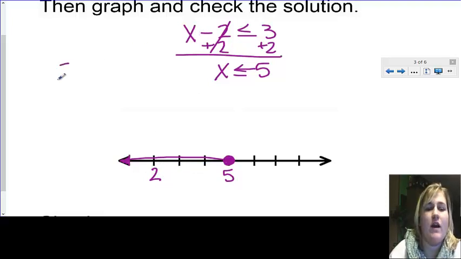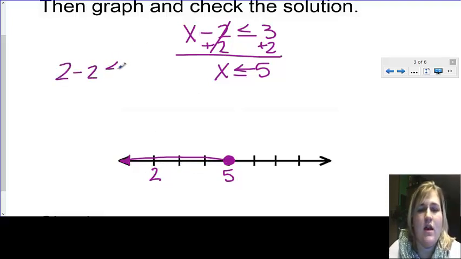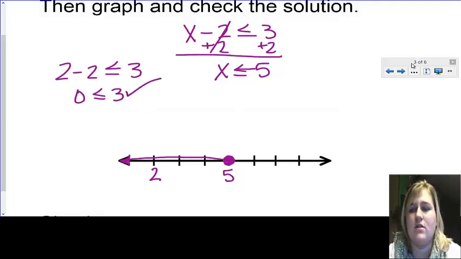If I plug in 2 for x, 2 minus 2 has to be less than or equal to 3 for it to be true. 2 minus 2 is 0. Is 0 less than 3? Yes, it is, so it checks.